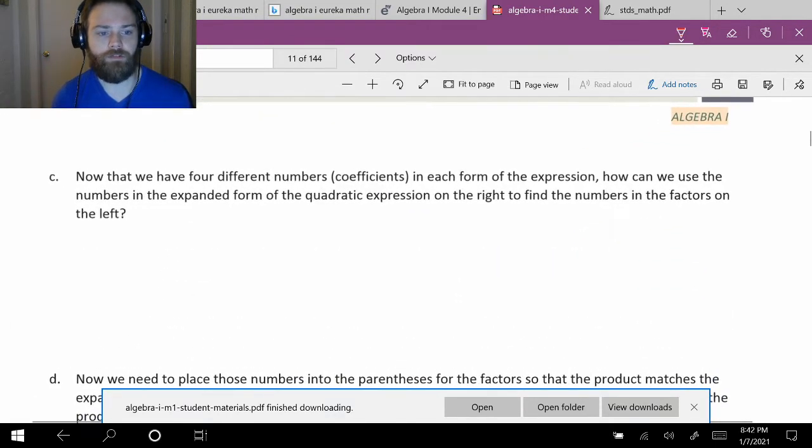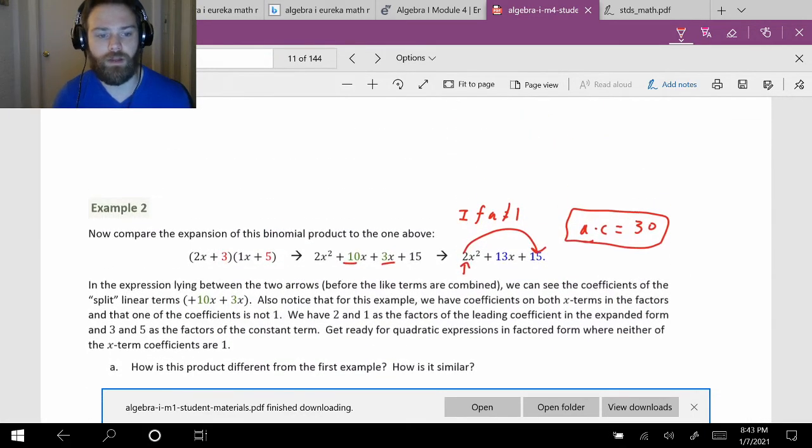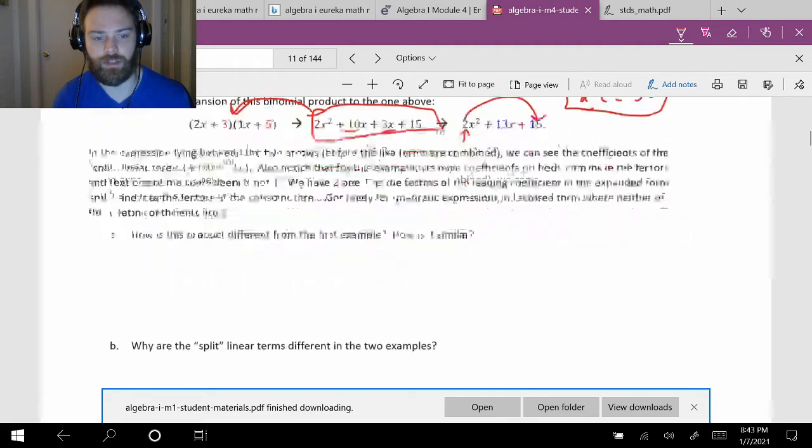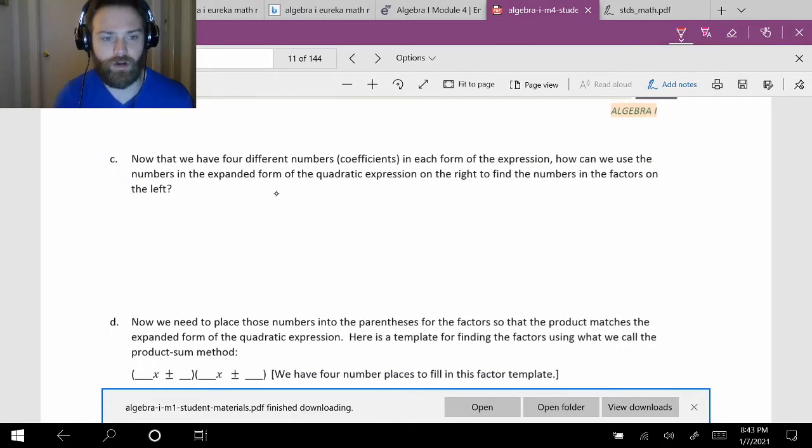It says now we have 4 different numbers in each form of expression. How can we use the numbers in the expanded form of the quadratic expression on the right to find the numbers in the factored form on the left? So they're saying, how can we get from this step backwards to this step? How can we show that those two things are equal? And the way we do that is called factoring.